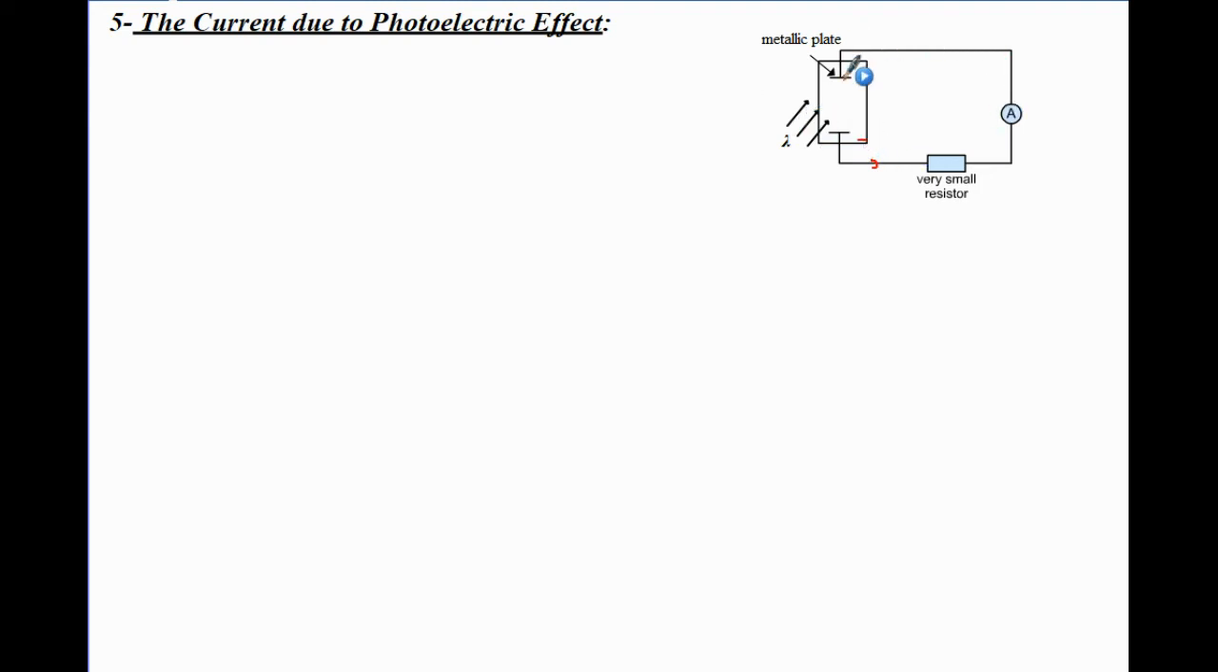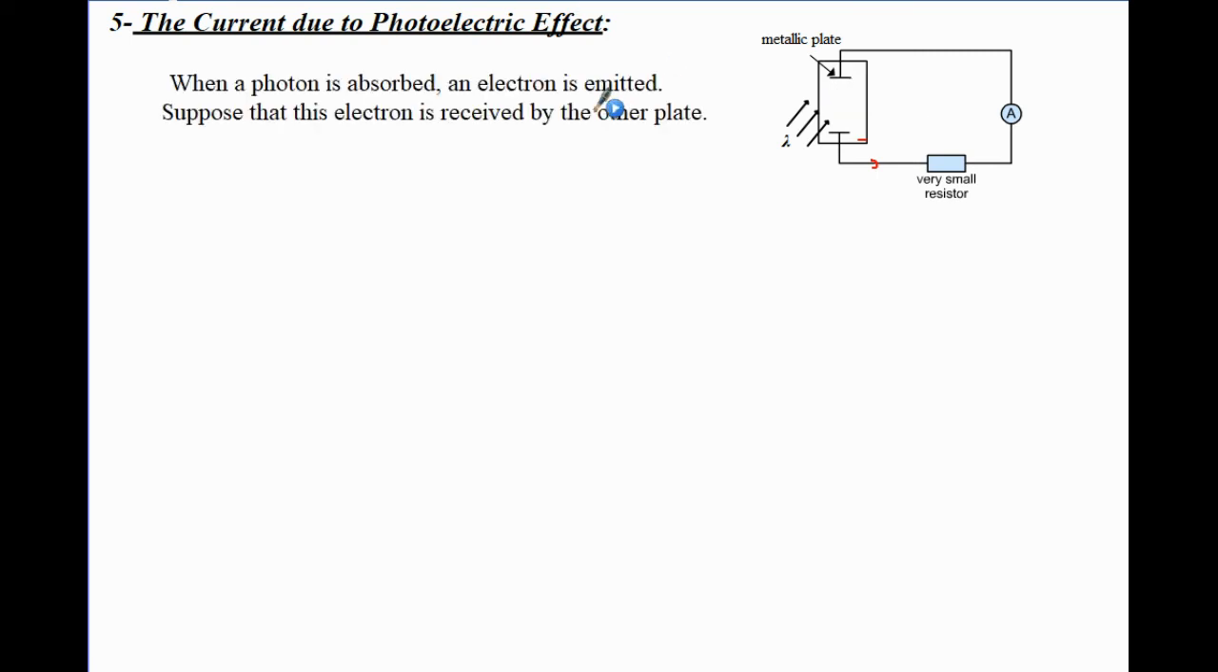The photon causing such an emission is referred to as an effective photon. So not all photons are going to produce electrons, or electrons that will be captured by the other plate. The ones that produce electrons reaching the other plate and captured by it are referred to as effective photons.